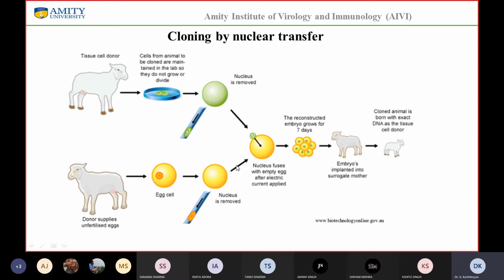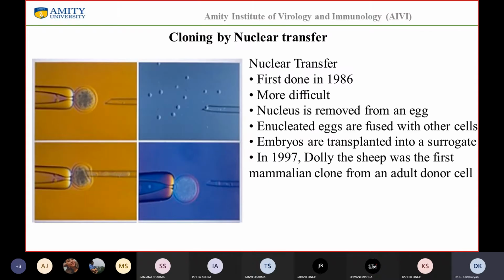After transfer of this nucleus into the egg, this itself is implanted into a surrogate mother. The surrogate mother nourishes the embryo and brings it to term. Now how does this happen? We are going to see a short video maybe later.